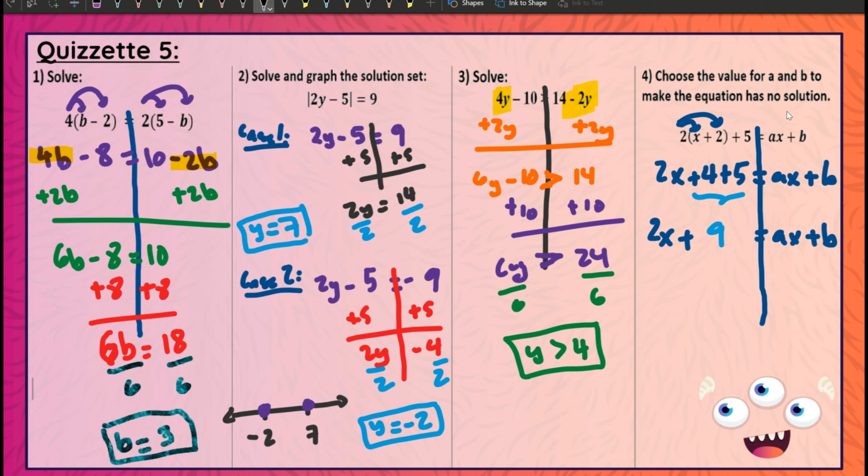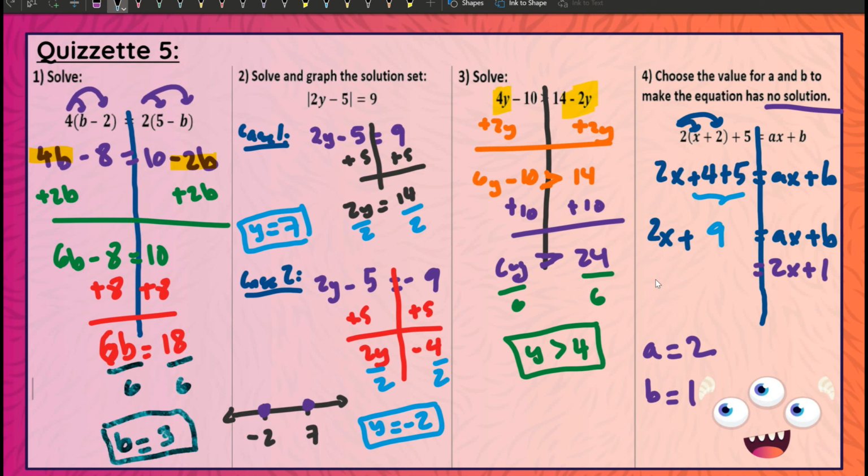So we want no solution. For a, we have to choose a value for a and a value for b. A has to be 2 so that the x's will cancel each other out. So a is 2x, and b has to be any number but 9. Let's say I choose 1.